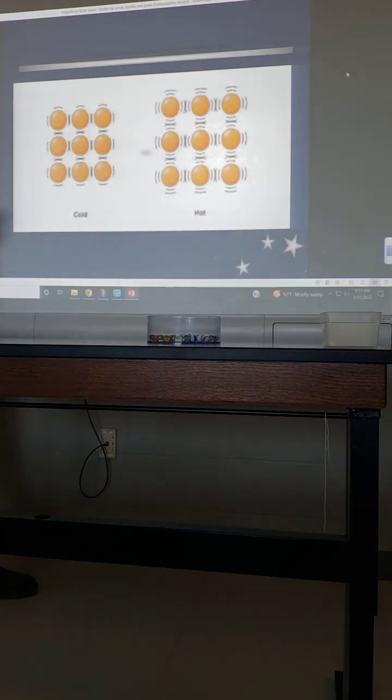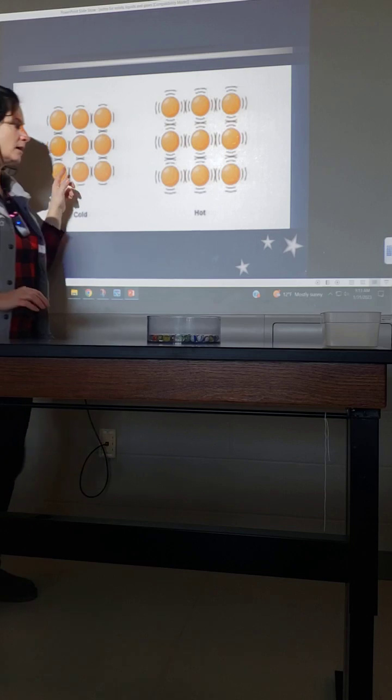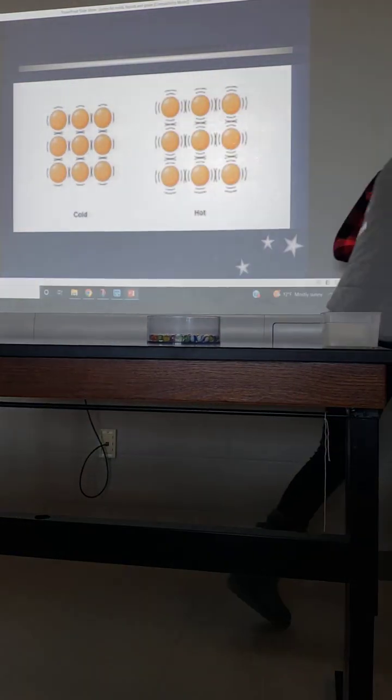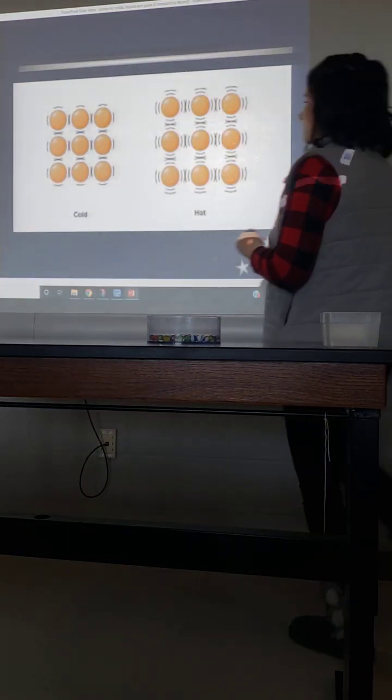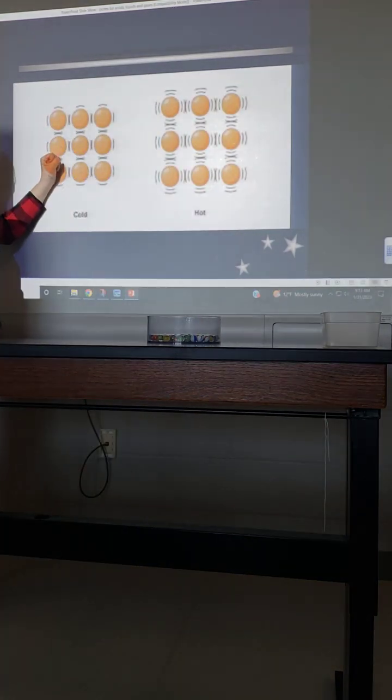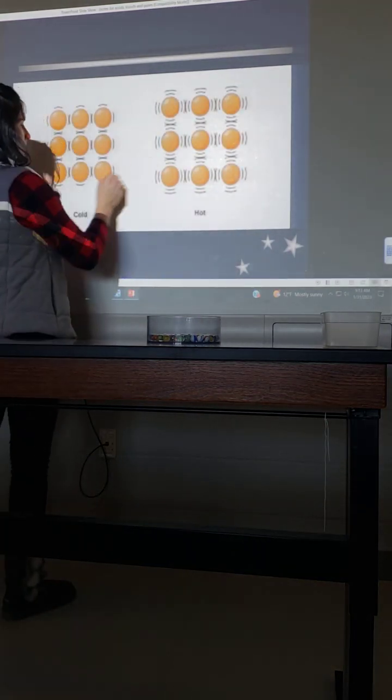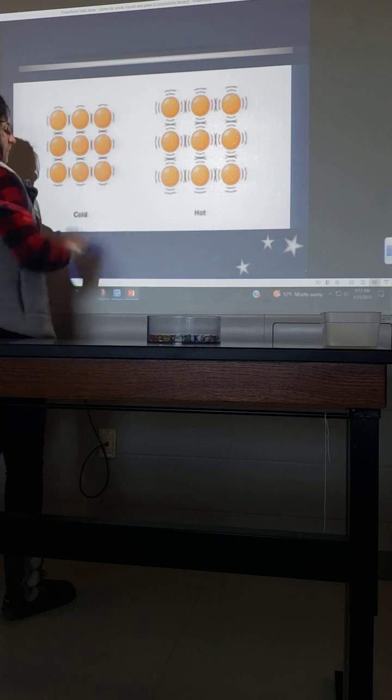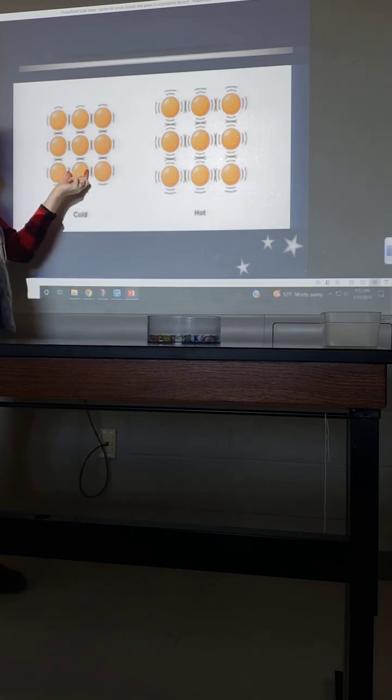All right, here's something that's super important. Look at the size of these little spheres. So, this one is the same size as this one, right? All of these are the same size. When they're cold, look at the space between them.